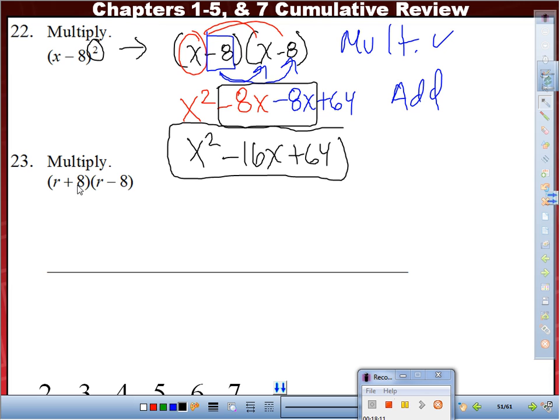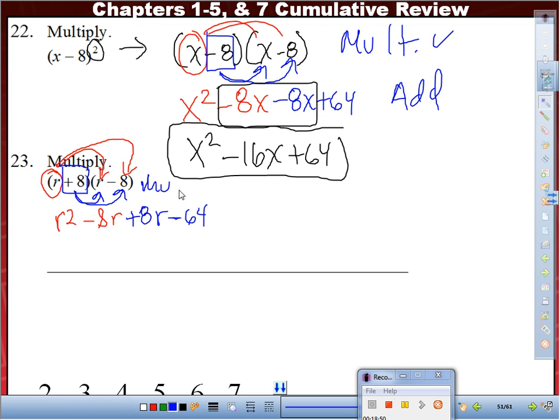So, look at number 23. Everybody look up, please. Notice that it's already rewritten for us. All we have to do is multiply. So check this out. I'm going to circle my first term, which is r. What is r times r? R squared, or r to the second. R times negative 8, that's negative 8r. Next, the second term. What is 8 times r? Positive 8r. What is 8 times negative 8? Negative 64.